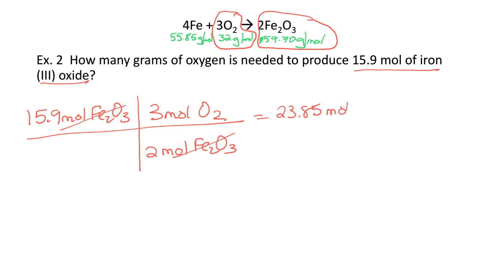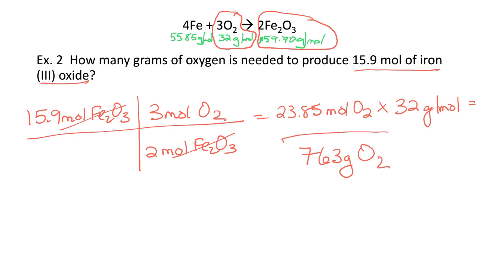And I get 23.85 moles of O2. Now I'm going to take that moles and multiply it by 32 grams per mole, and I get 763 grams of O2. And that's pretty much it.